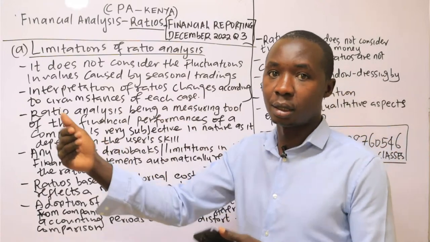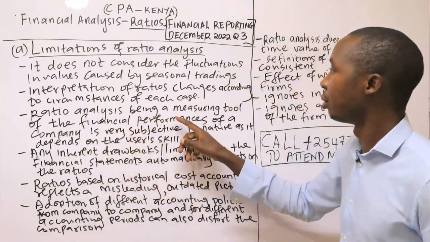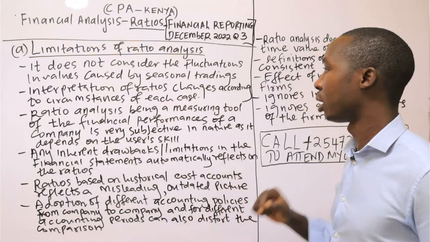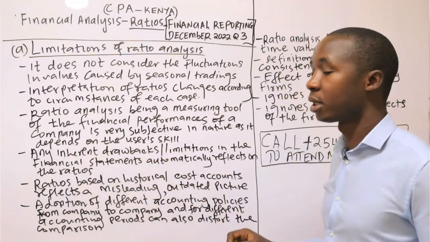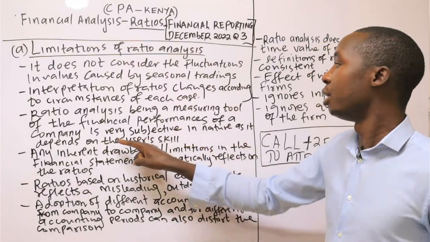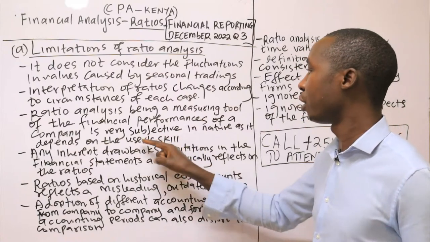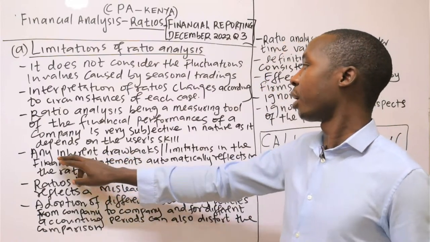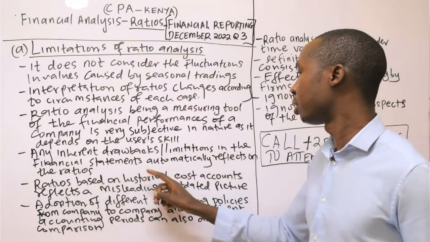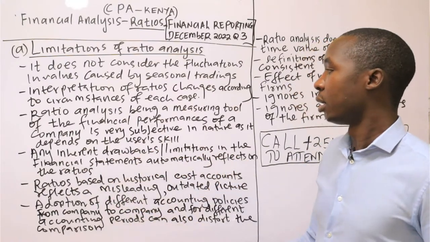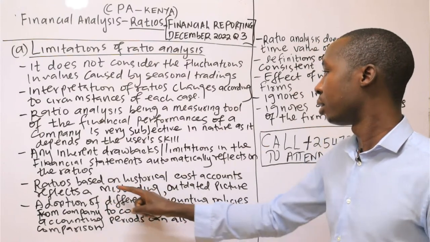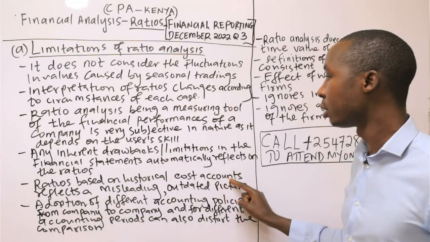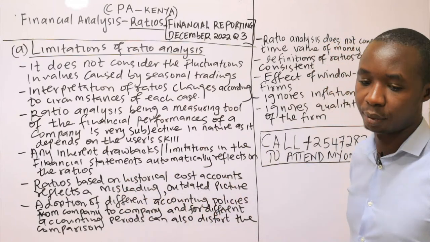So there's no consistency. Number three, ratio analysis being a measuring tool of the financial performance of the company is very subjective in nature as it depends on the user's skills. It cannot move out of the user's skills. Another limitation is that any inherent drawbacks or limitations in the financial statements automatically reflect on the ratios. Another limitation is that ratios based on historical cost accounts reflect a misleading and outdated picture.